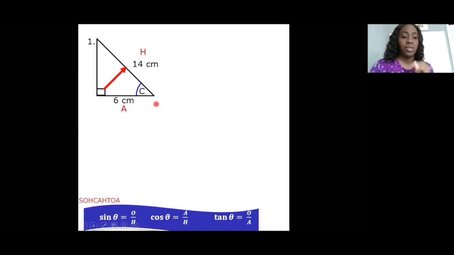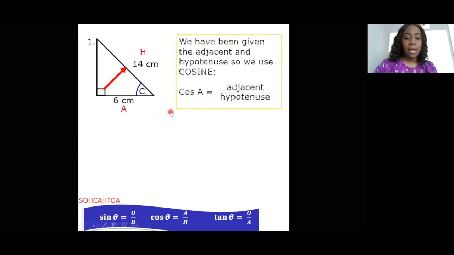So tell me, which trigonometric ratio are they going to use? Waiting on the rest of you. All right, good. They're going to use cosine. Remember, when we find our ratio, we write it out. We write out cosine of theta is equal to A over H. Now we're going to substitute. We're going to say cosine of C. Where did I get C from? C is the angle. The adjacent side is 6, and the hypotenuse is 14, okay? So that's 6 over 14.